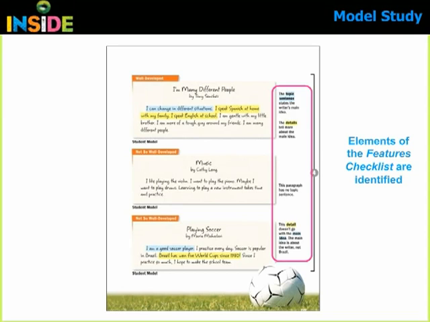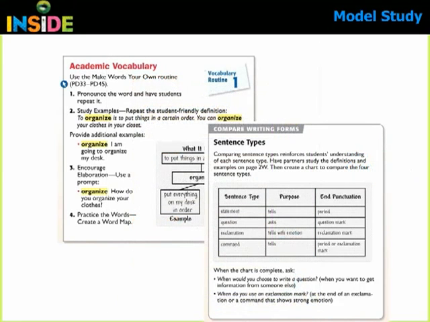The next step of the model study lesson is to focus on the key features using the callouts to walk through the student model and map the features. These models provide concrete samples that make abstract concepts clear and provide a source for evaluation and inspiration. Throughout the writing project, students will continue to encounter and use new academic vocabulary, and they will have multiple opportunities to compare various writing forms.